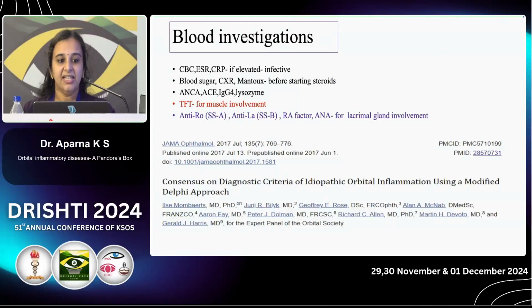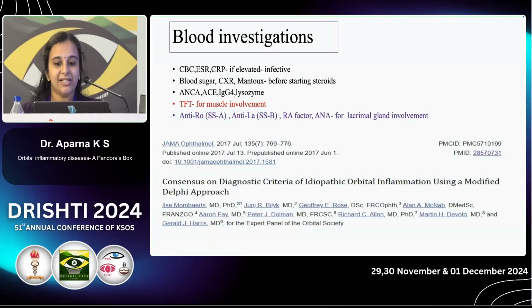Blood investigations: if there is elevated CBC, ESR or CRP, we may be dealing with an infective etiology. Before starting steroids, we have to do blood sugar levels and rule out tuberculosis, especially in endemic areas like our place. Then we have to do ANCA, ACE, then IgG4 disease. If there is muscle involvement, we have to do a thyroid function test, because in thyroid eye disease there will be sparing of the tendon, but there are certain scenarios that can involve the tendon also in thyroid eye disease. So whenever there is muscle involvement, we have to send for TFT.